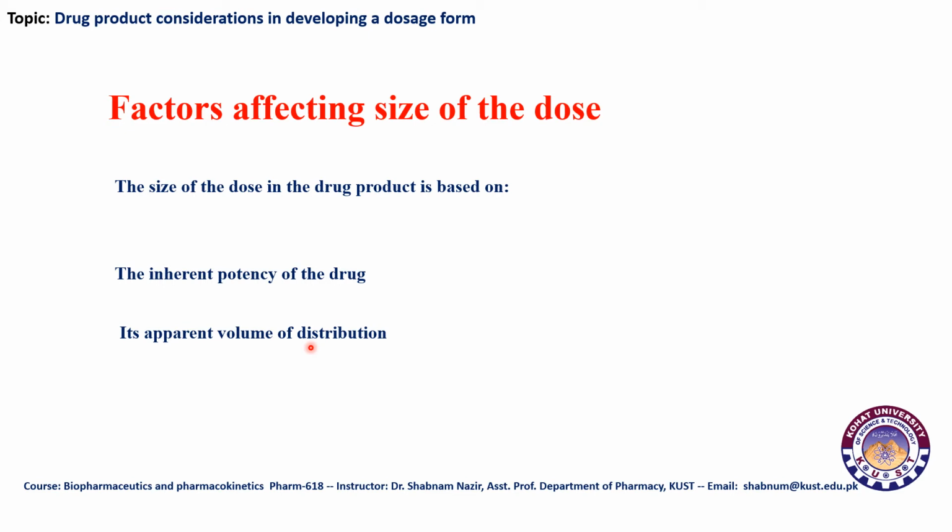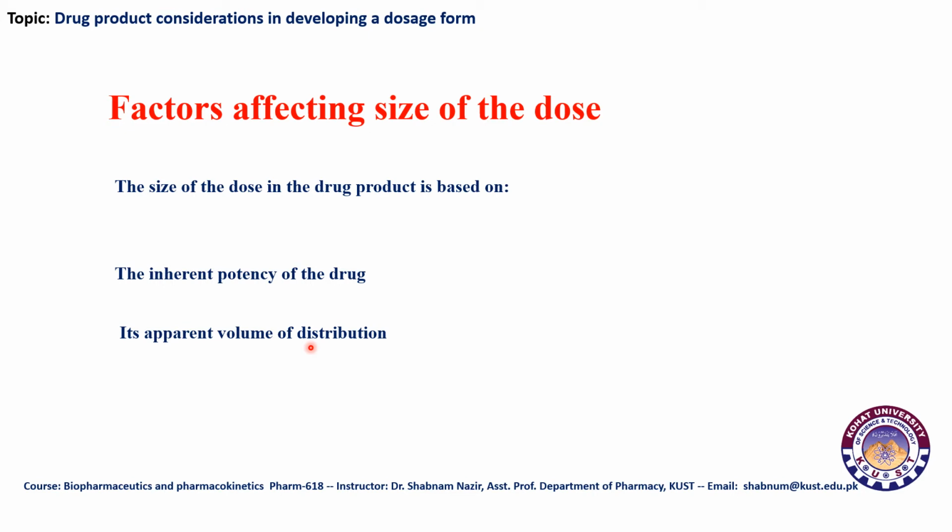So these factors affect the size of the dose. Actually, size of the dose is not that simple a factor. As you can see, a lot of factors are affecting it. You need to understand the pharmacokinetic profile of the drug, and then the peripheral things which are important to consider are what should be the release rate, what should be the route of administration, and what should be the dosage form.